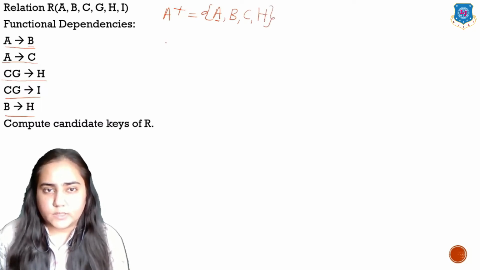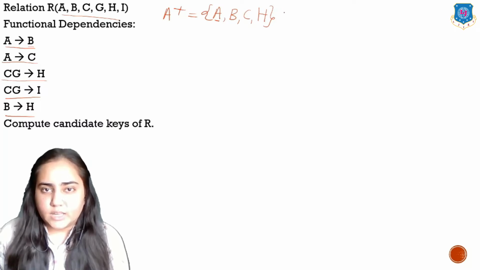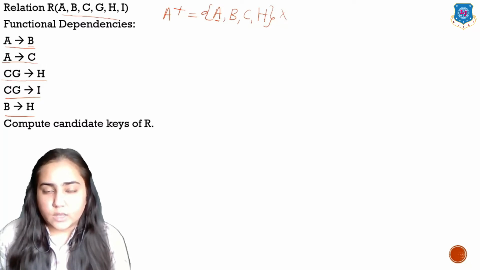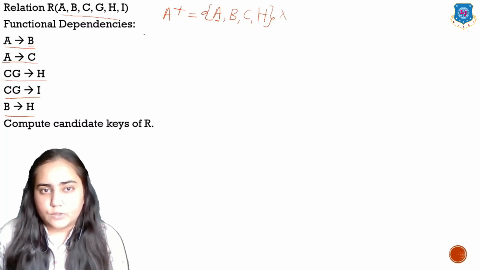So this is what A plus looks like, closure of A. But you can see here that I did not get all the attributes of R. There are G and I missing. So we can say that A is not a candidate key. We can call some attribute or a set of attributes candidate keys only when the closure can generate all the attributes, but we did not get it. So A is not a candidate key.